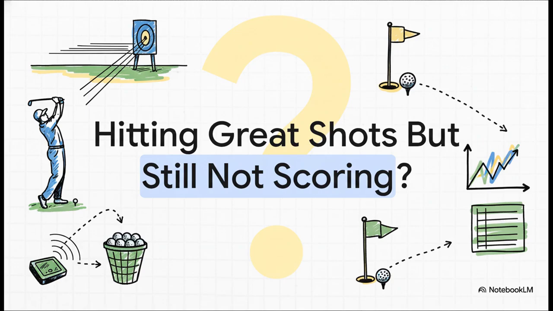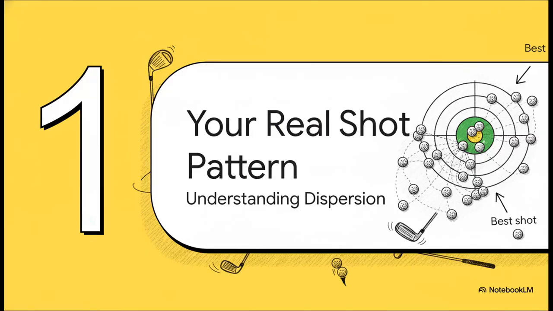You're out on the range, you are absolutely striping the ball, feeling amazing. But then you get on the course and your scorecard just doesn't show it. It's gotta be one of the biggest frustrations in golf, right? Well, the answer isn't always about hitting that one perfect shot more often. No, the answer is all about understanding your shot dispersion. And this, right here, is the real key to unlocking consistent scoring. Because it's not about your best shot, it's about what all your shots are doing.